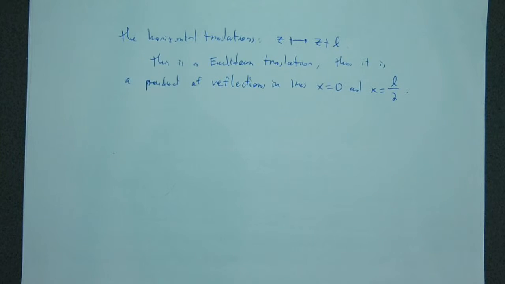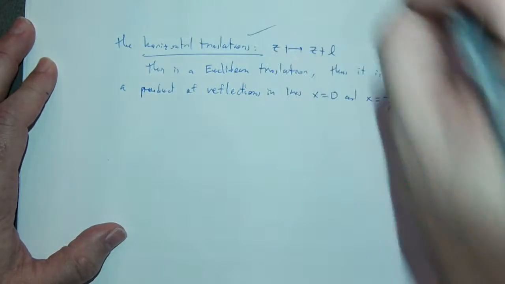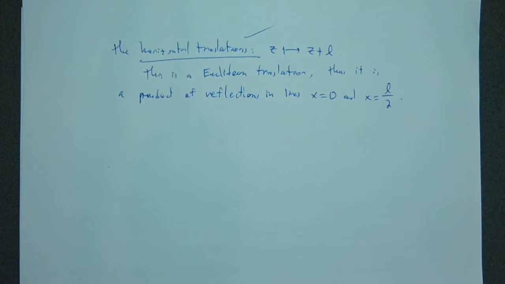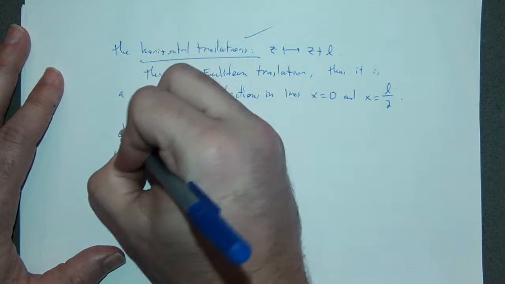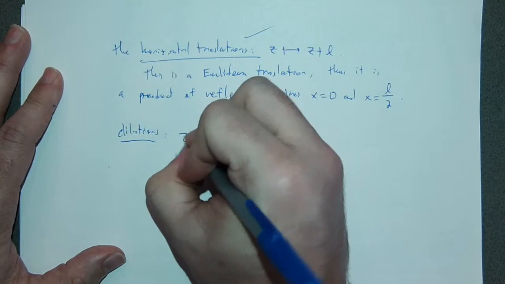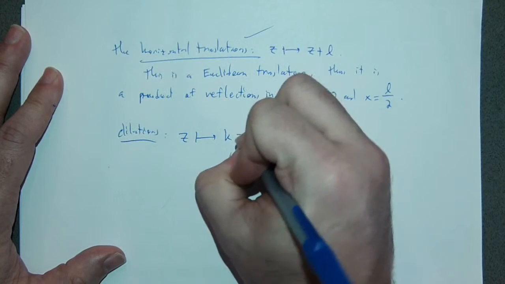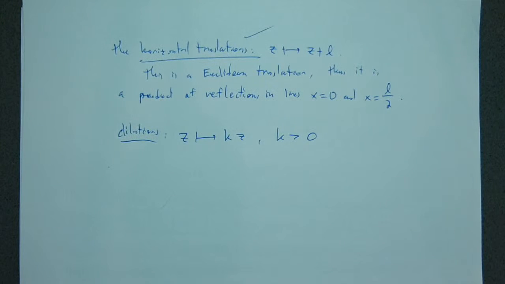You had a homework assignment doing this back in chapter 3. Okay, so horizontal translations, those are checked off. That's a product of reflection. So then the only other thing is dilation with positive scale factor. So dilations that look like this. So Z gets sent to KZ, where K is positive. How can I view this as a product of reflections?